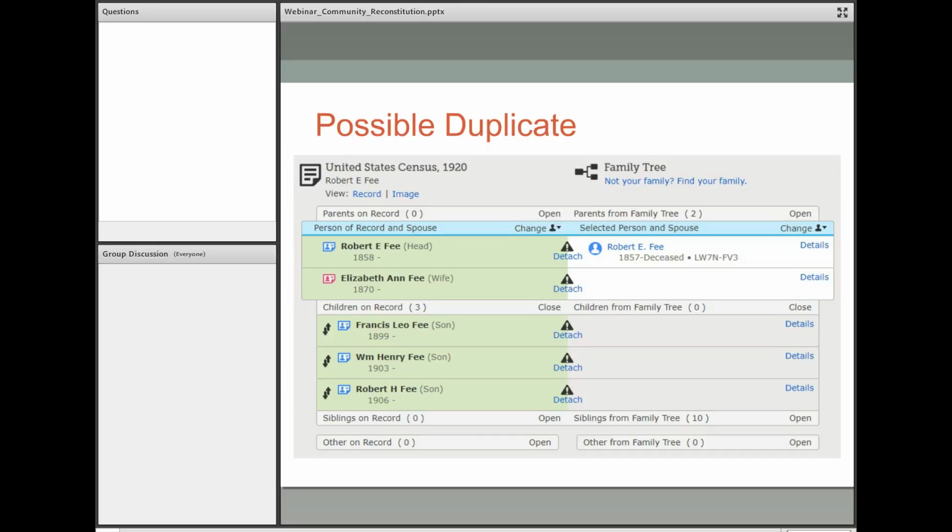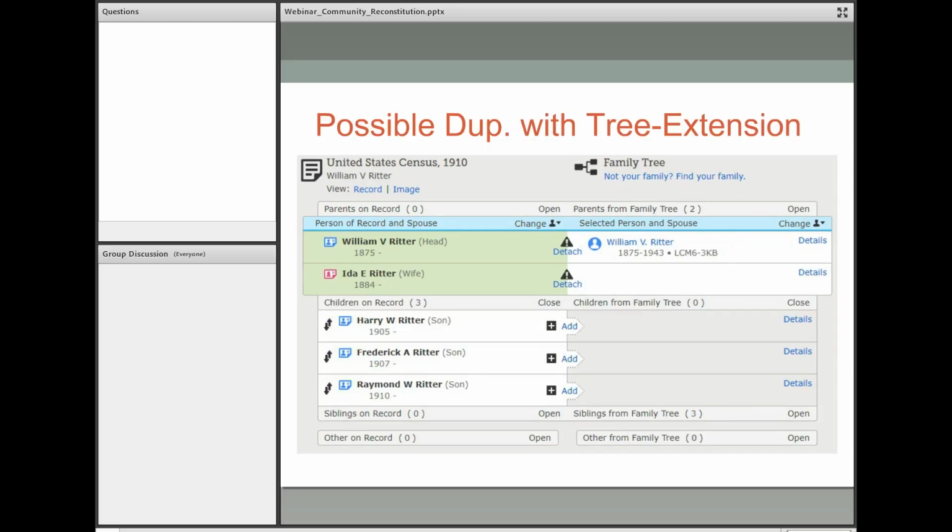Sometimes when we do that with the possible duplicates, we will both merge a person together, but we'll also find new information on the record. So in this case, we would merge the two entities for William V. Ritter. We'd also be able to add his 3 children to the family tree. So the hope here is to both tighten the tree by merging duplicates, but also expand the tree by adding new people that we have in the records.